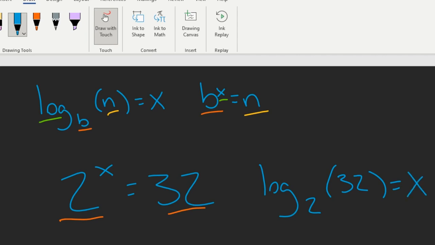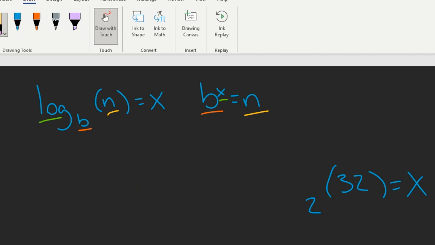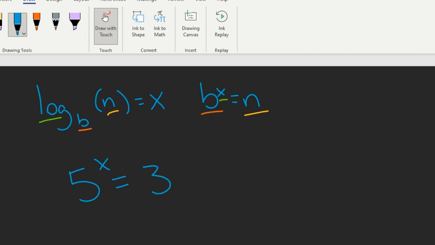Okay, I'm going to write out one more for you guys, and I want you to try that. Pause the video, and then come back, and we can move on really quickly. For this one, I want you to do 5 to the power of x equals 3. And we're going to do one log as well: log base 3 with an argument of 132 equals x. So pause the video, come back in a second, and we can start that as well.